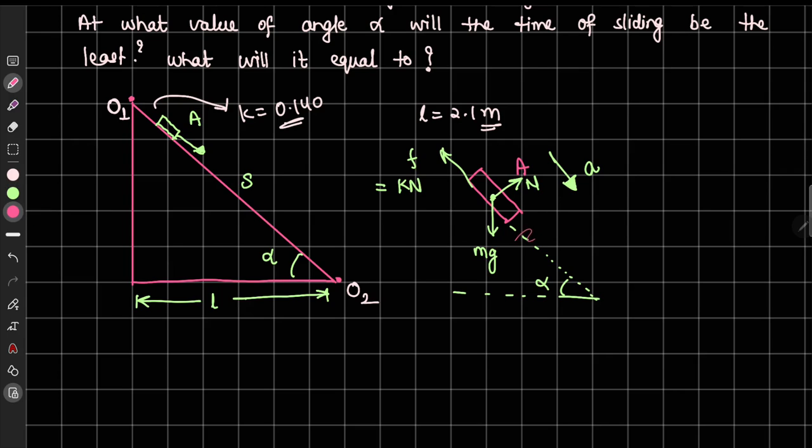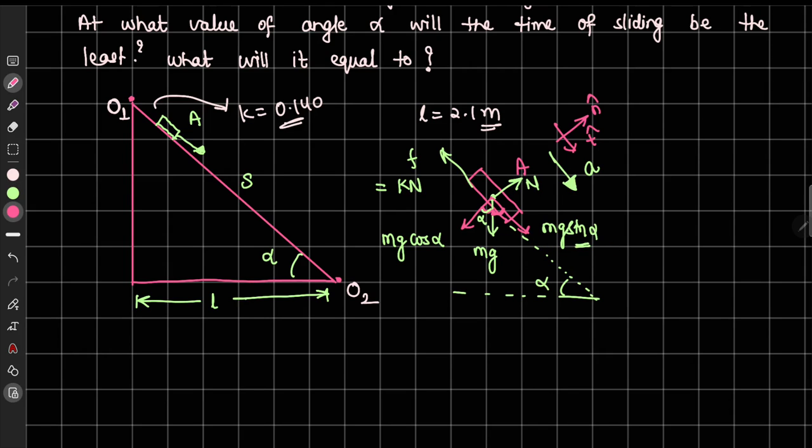Let us take the component of mg in the normal and the tangential direction. So if this particular angle is alpha, then this angle will be 90 minus alpha and this angle will be alpha. So if this angle is alpha, then this particular component will be mg cos alpha and this component will be mg sin alpha.